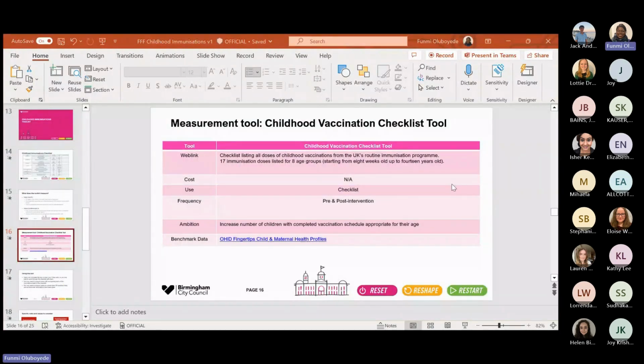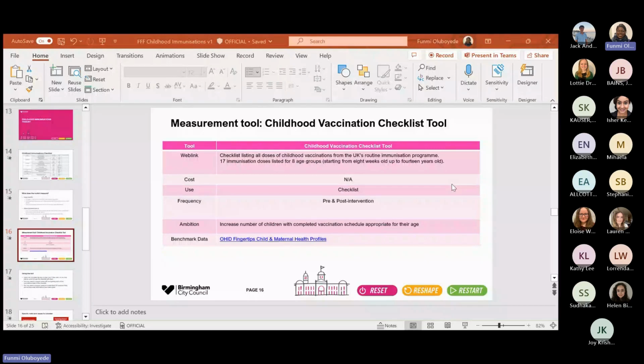So here's the measurement tool, the childhood vaccination checklist tool. You've got the checklist that lists all the doses of the childhood vaccination from the UK's NHS routine immunisation programme. The 17 immunisations are listed for the 8 age groups, from when the child is 8 weeks old all the way up to 14 years. The cost is not applicable because it's all free at the point of service with the NHS.